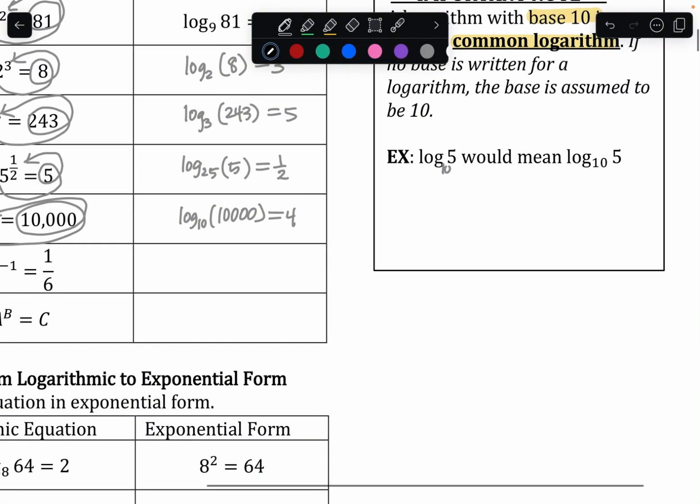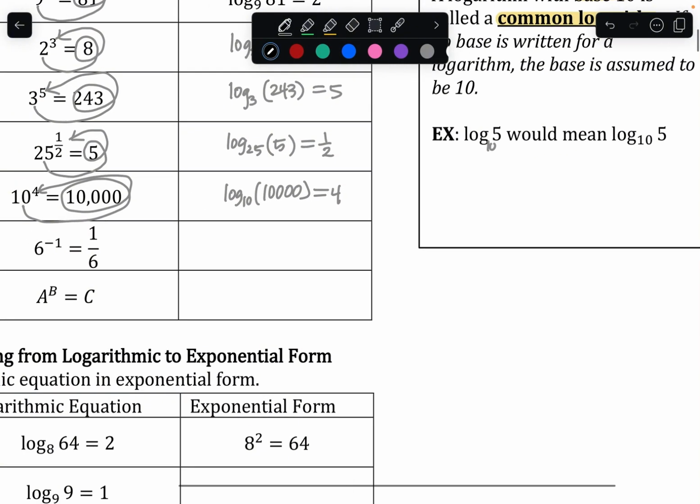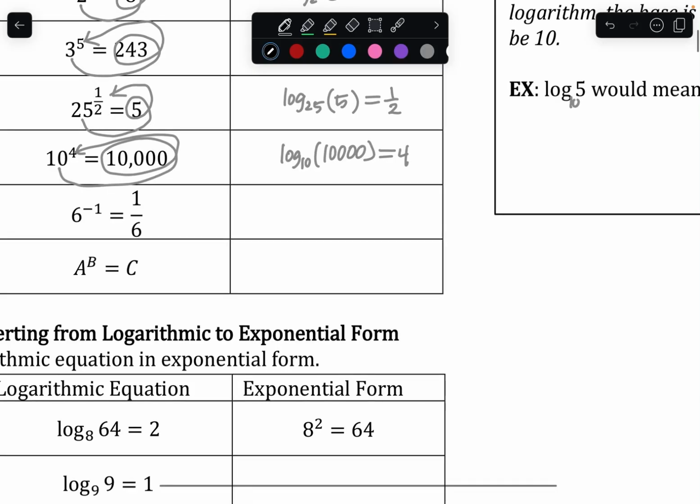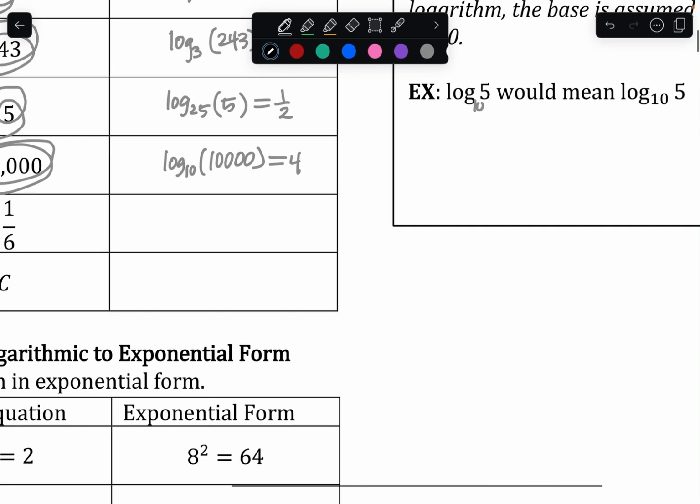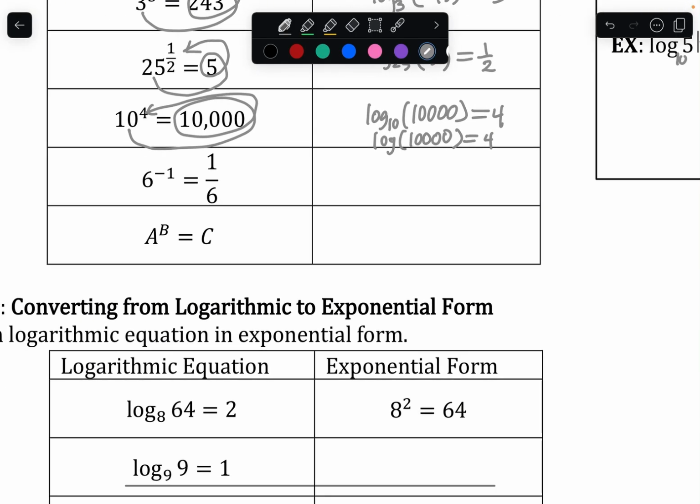And so that's going to be important because they don't usually write the 10. So if you don't see the 10, you have to write it in yourself. Okay, and so I'm going to rewrite that answer that we just wrote using log 10,000 and then the equals 4. Okay, and then this next example, we have base 6, so log base 6 of 1/6 equals -1.